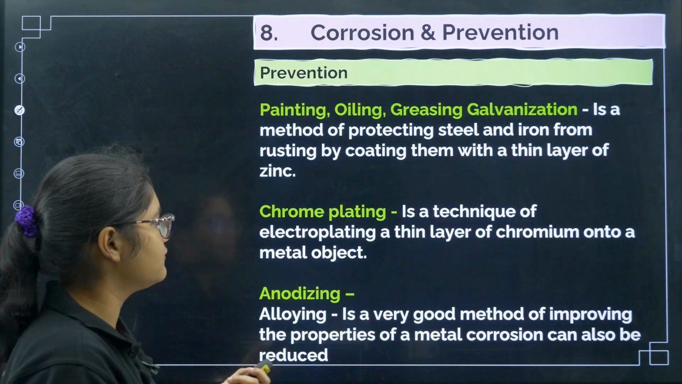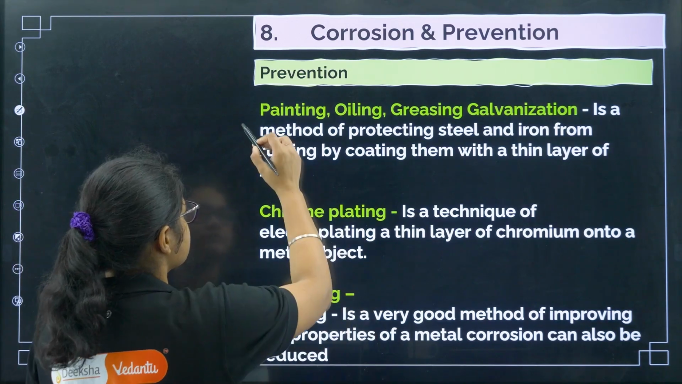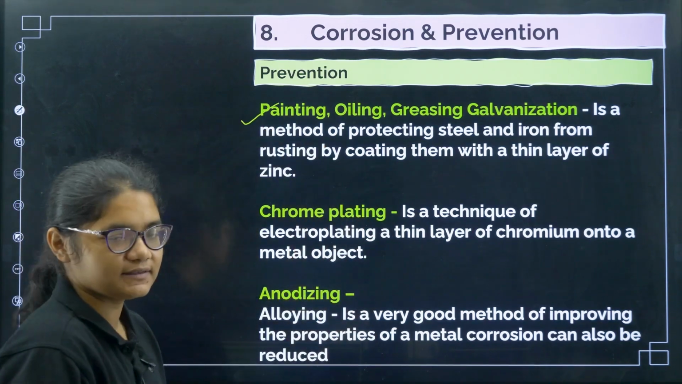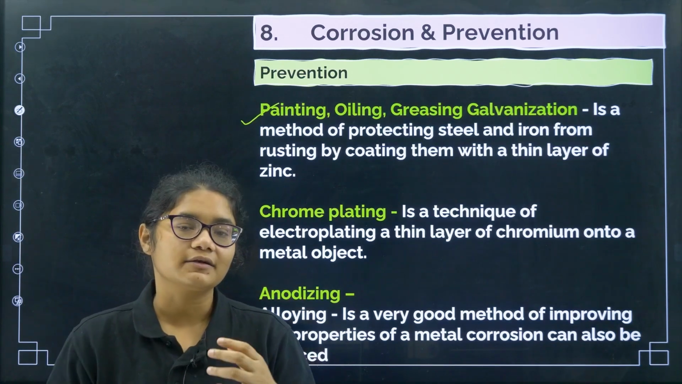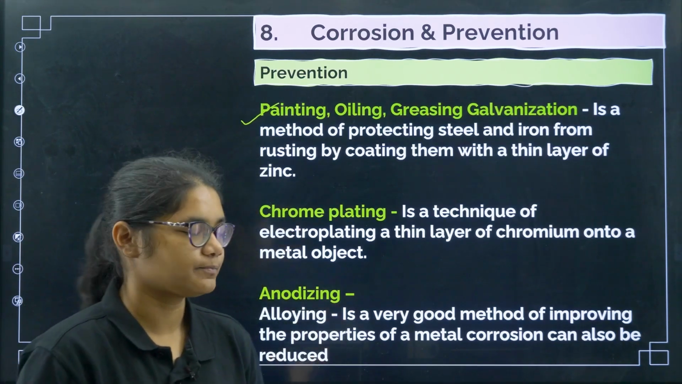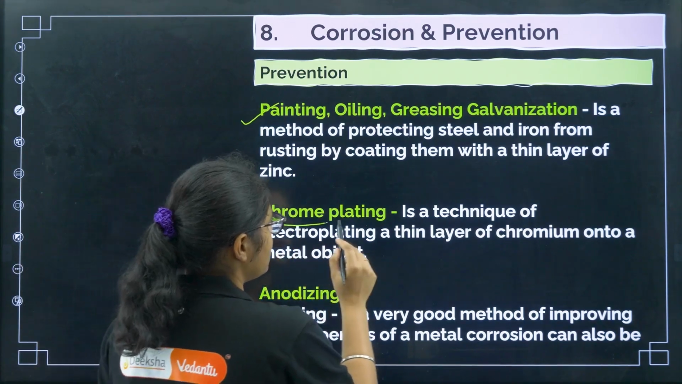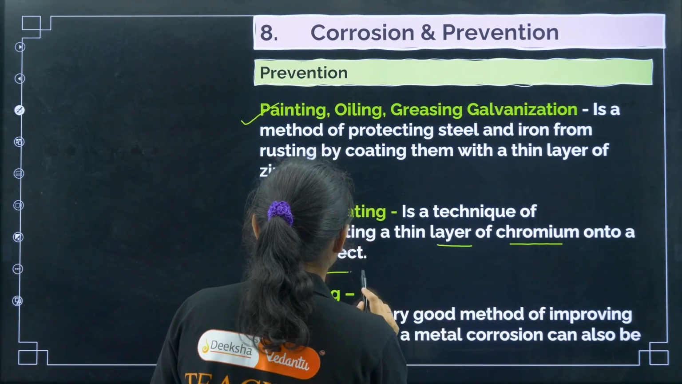Okay, so how can we prevent corrosion? So there are very easy methods. First one is your painting, oiling and greasing. So if you paint, oil or grease, the metals will not come in contact with the oxygen or the atmosphere and can be prevented from corrosion. Next is chrome plating. It is a technique of electroplating a thin layer of chromium onto a metal object.